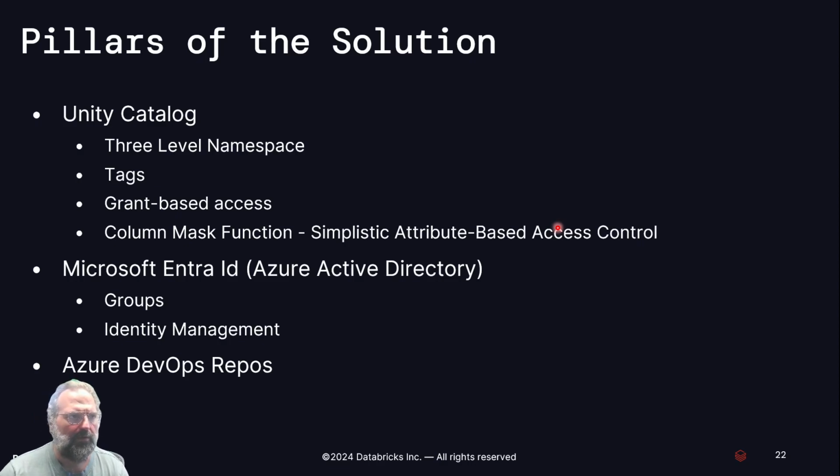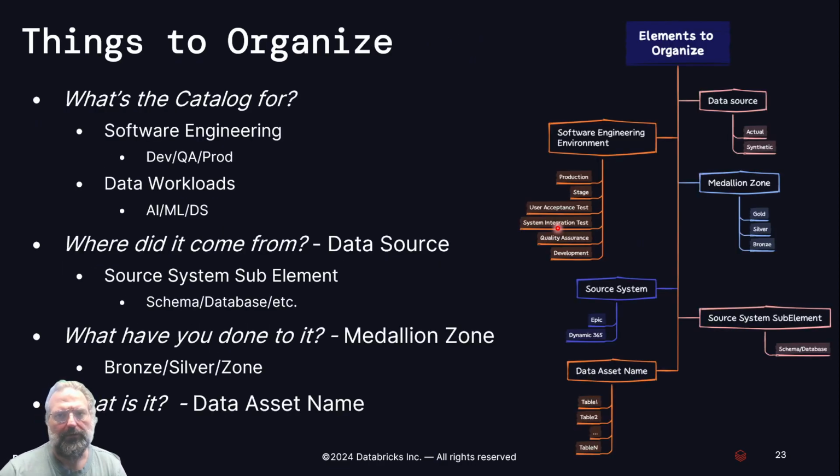Azure DevOps, we've also talked about. You want to do CI/CD across things using an automated approach. Whenever you're dealing with stuff, you want to think about what are those things that I have to organize. And when you look at them, there's a nice little graph on the right side that shows you what they look like.